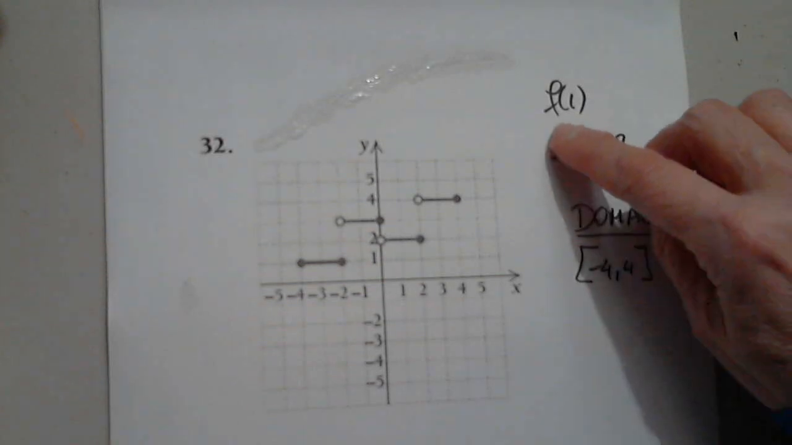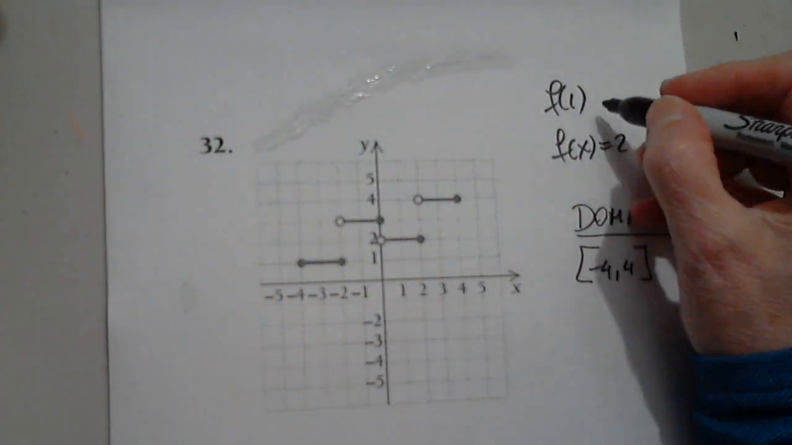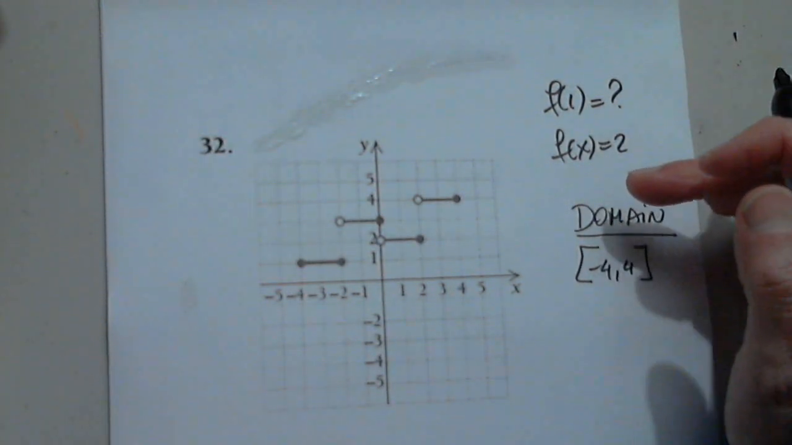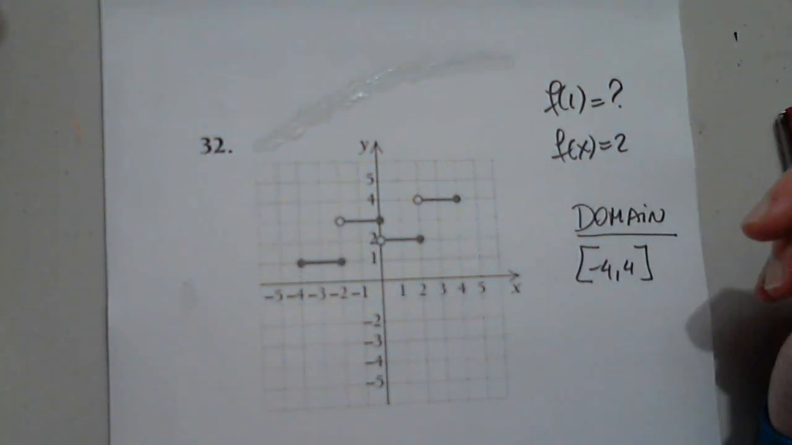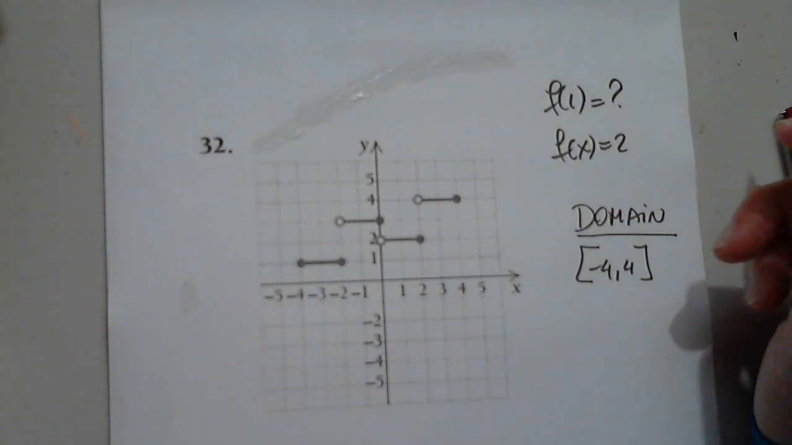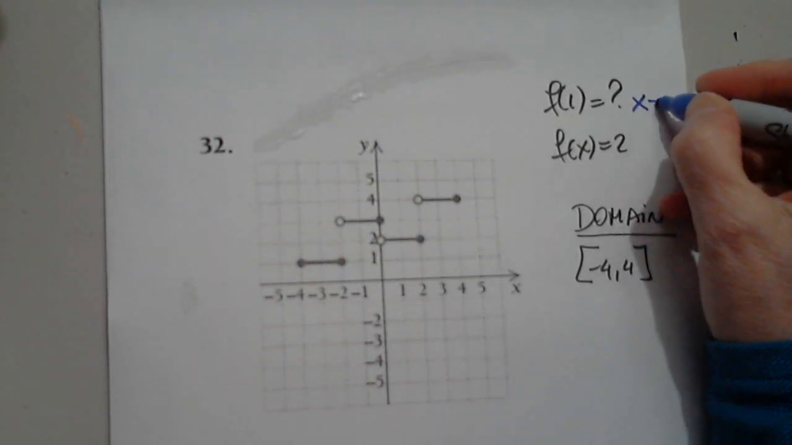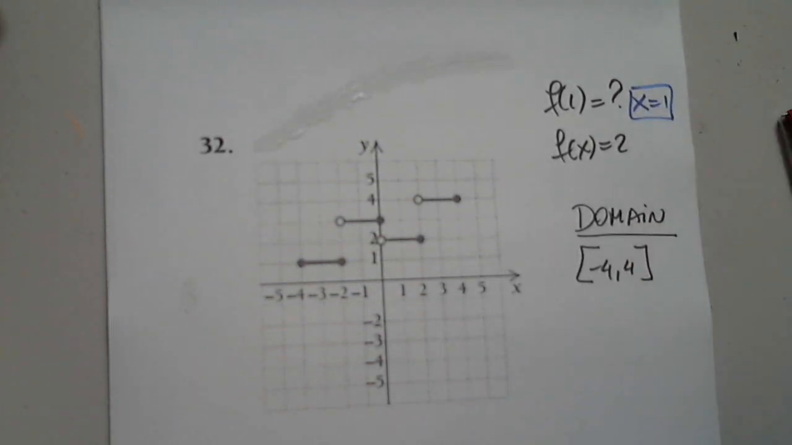Now I want to determine f of 1. What does this mean? What am I asked to find when I'm asked to find f of 1, and what am I given? What is given to us? And what am I asked to find? X equals 1. Brilliant. Thank you, Jonathan. X equals 1 indeed.